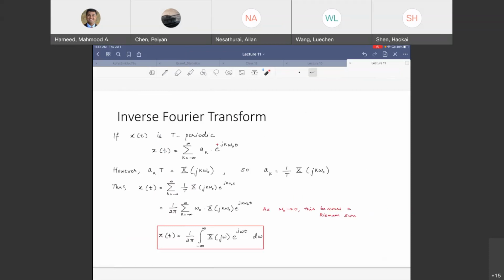How do you find the inverse Fourier transform? Why would I ever be interested in the inverse Fourier transform? Well, sometimes you want to go from t to f. Sometimes you want to come back from f to t. In that case, you need the inverse Fourier transform.